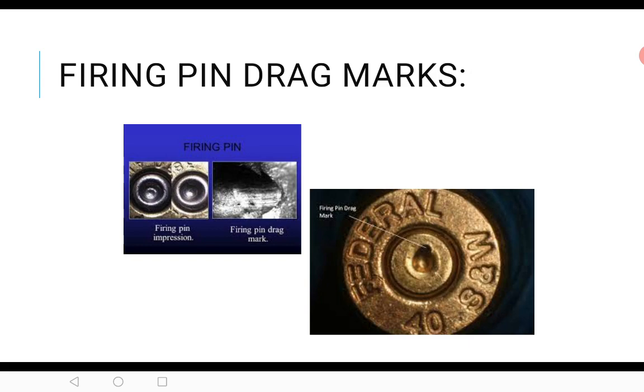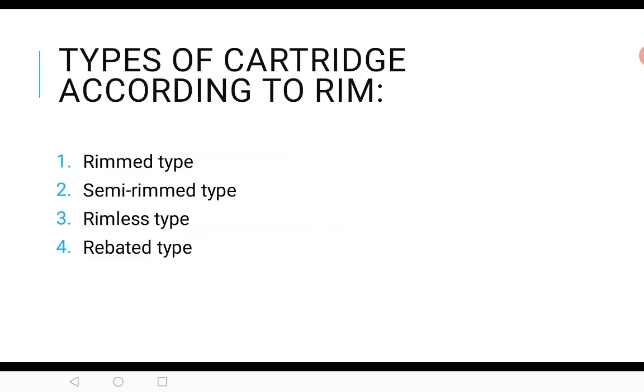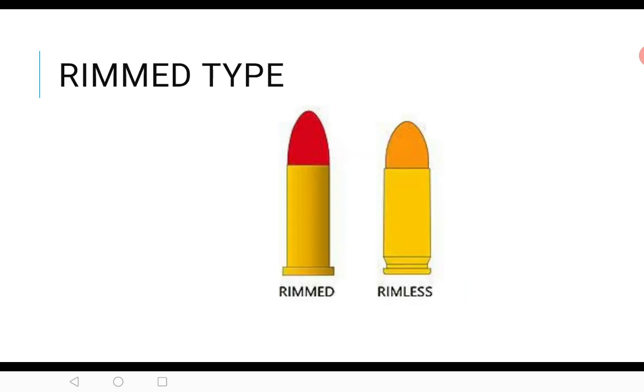Okay, so we have here types of cartridge according to rim. We have here rim type, semi-rim type, rimless type, and rebated type. So that is an example of a rim type. Okay, pag sinabi nating rim type, yung diameter ng rim niya mas malaki. Okay, yung mas malaki siya kaysa sa body ng cartridge case. So nanubra. Okay, kanang nanubra diha sa ubos, that is what we call the rim type. Again, pag sinabing rim type, yung diameter ng rim, mas malaki siya kaysa sa diameter ng body ng cartridge case.